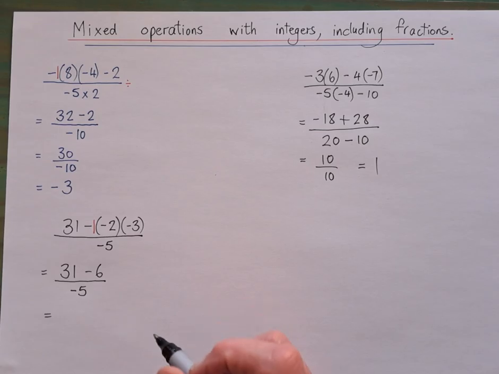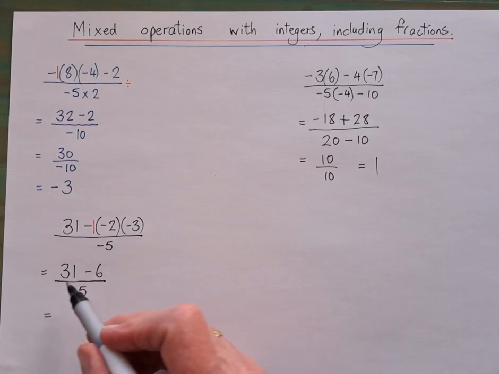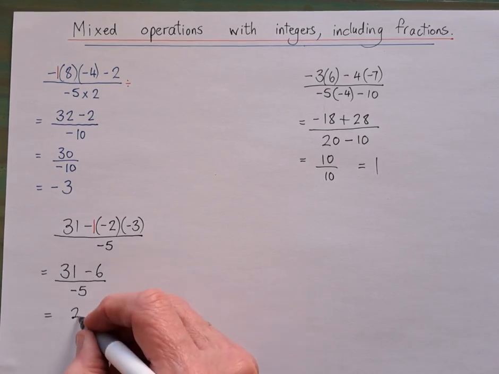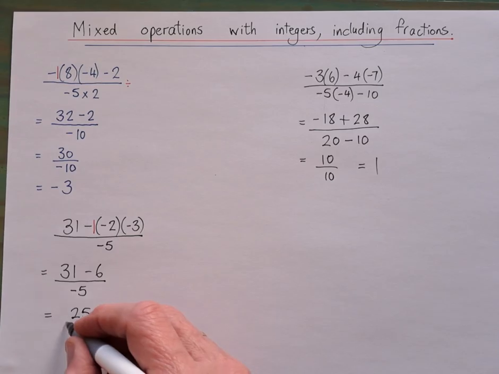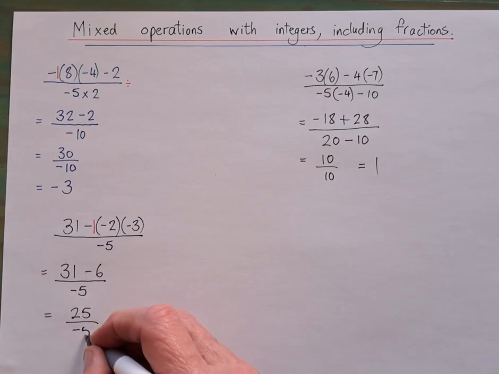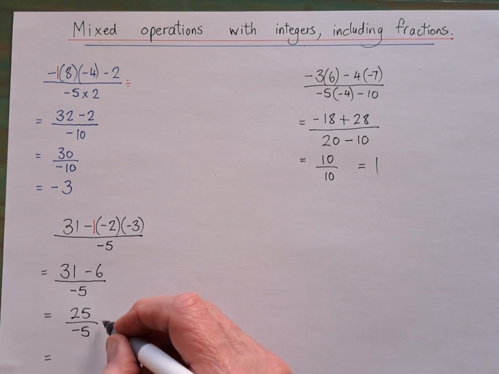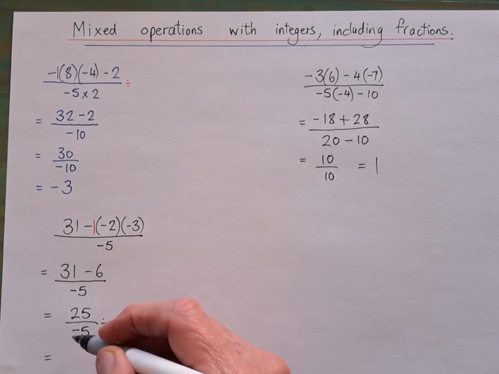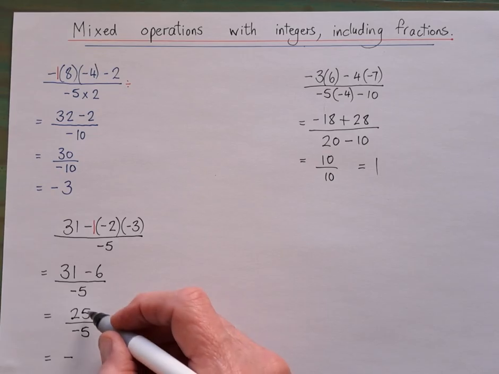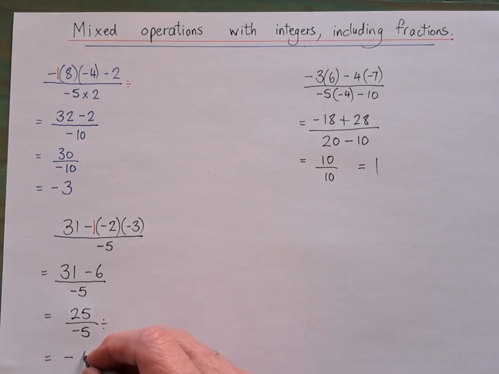So let's carry on trying to simplify the numerator. 31 minus 6 is 25. Bring your denominator down again so that it's ready to be used. Remember that line means division. So positive divided by negative is negative, and 25 divided by 5 is 5.